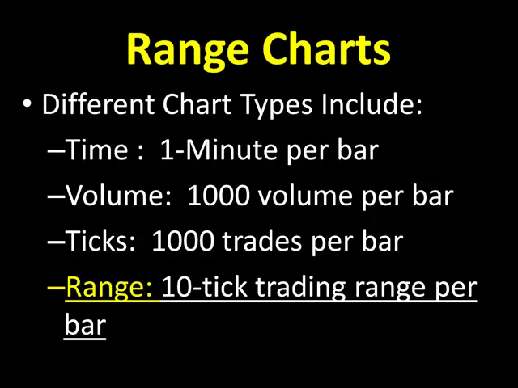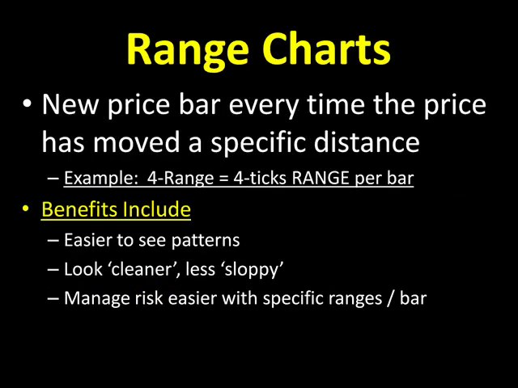And then you've got this, what we use here, which is range bars, right? Range charts, which is going to have the specific amount of range per bar. So an example would be a 10 range chart would have each candlestick would have 10 ticks of trading range per bar. Now, of course, a new price bar will be created every time the price moves that specific range or that specific distance. So again, an example would be a 4 range chart. That means that each candlestick would include 4 ticks of range per bar. So a little bit different obviously than your time bars because there's no time involved here with range charts.